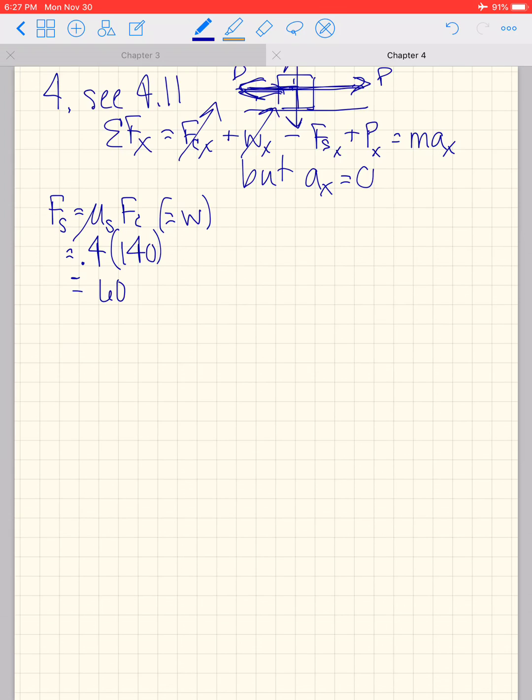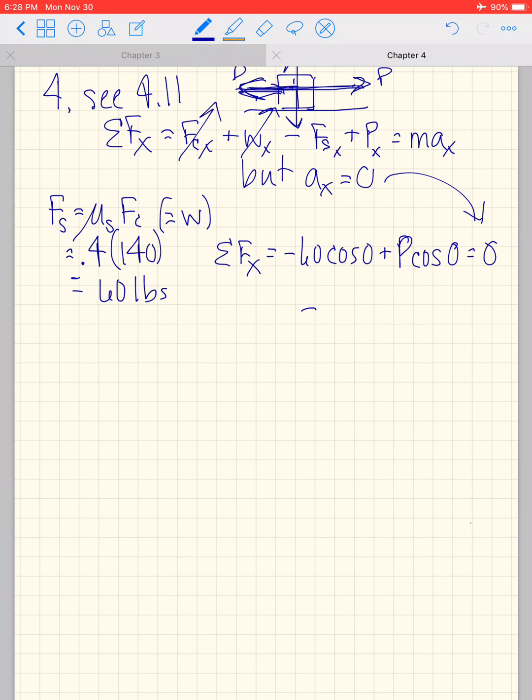So my static friction is going to be 60 pounds. Now I can put that into my equation. Sigma F sub x is equal to negative 60 cosine of 0 plus P cosine of 0 is equal to 0, because we said a sub x is equal to 0. So P is equal to 60 when it is at equilibrium.